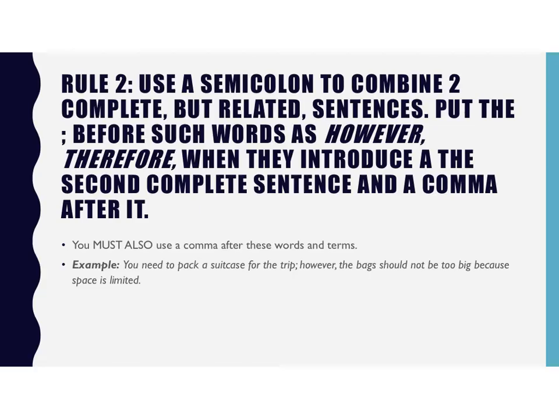All right, sentence or rule 2. To combine 2 complete but related sentences, put the words before however, therefore. So if you have a transition word, and we talked about this, they have a fancy word called conjunctive adverbs. We're just going to call them transition words. If you have one of the fancy transition words that are connecting 2 sentences, you put a semicolon before it and a comma after. Remember what I said, always 2 punctuation marks with these words.